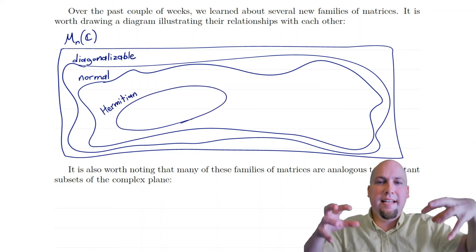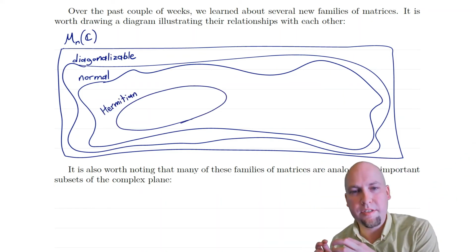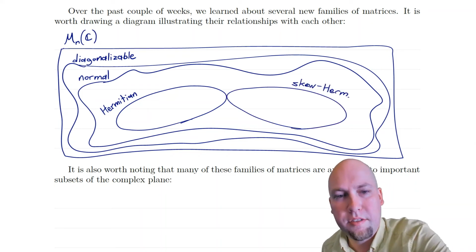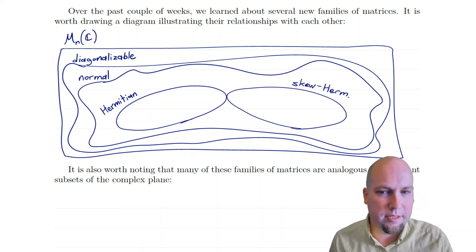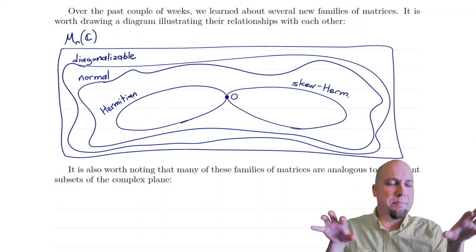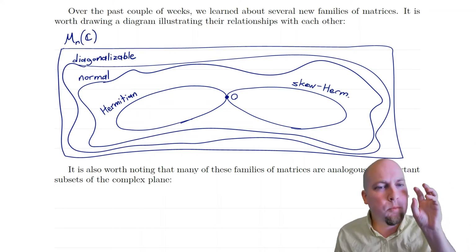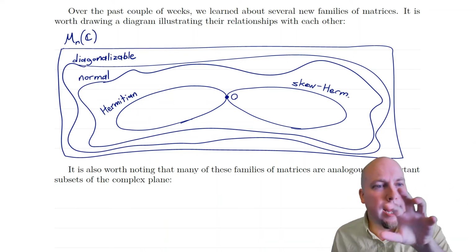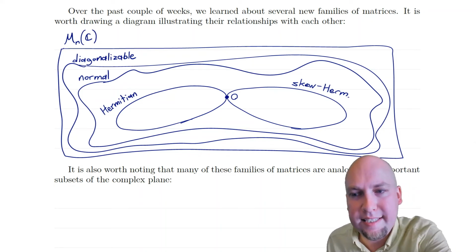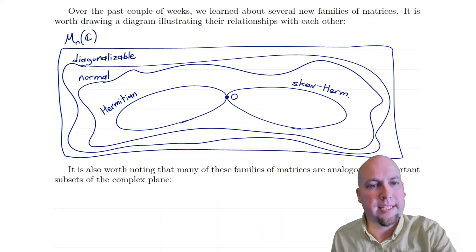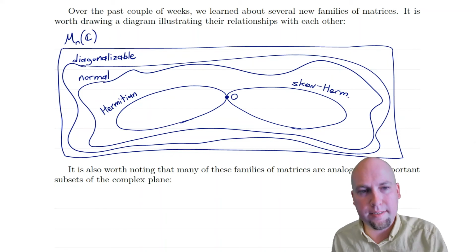And then within the set of normal matrices, there's the Hermitian matrices, for example. And there's also the skew Hermitian matrices, for example. And I've drawn them like this, just barely touching, for a reason. There's only one matrix that's both Hermitian and skew Hermitian, and that's exactly the zero matrix. Okay, so that's the unique matrix that's in both of these sets here.